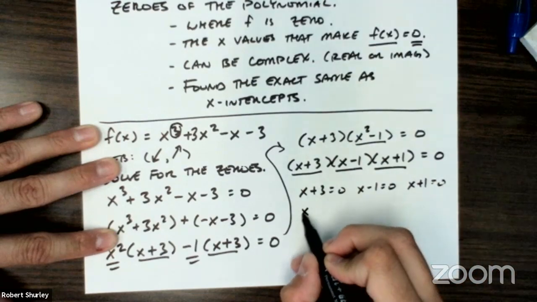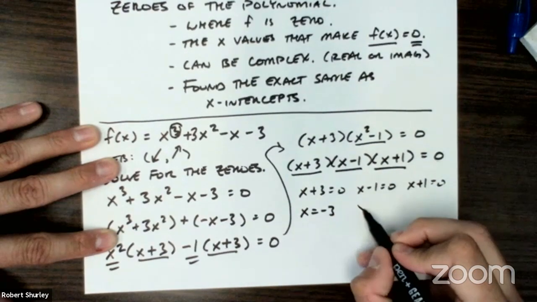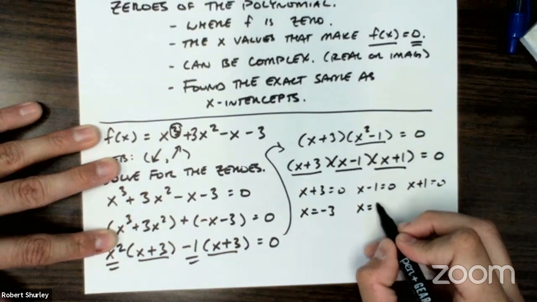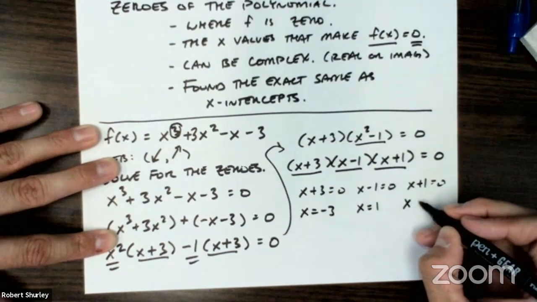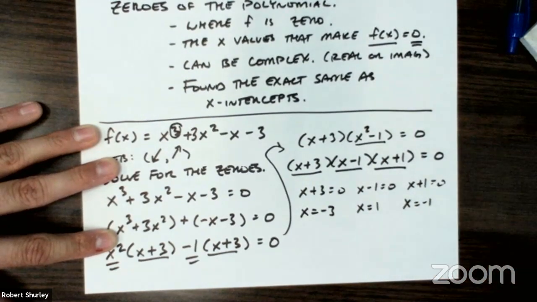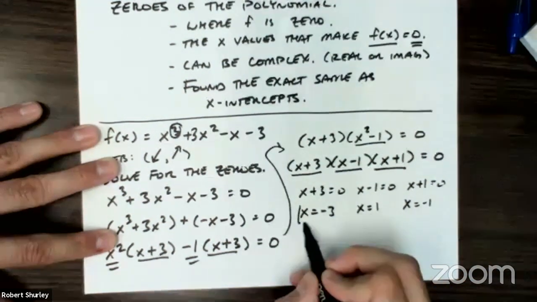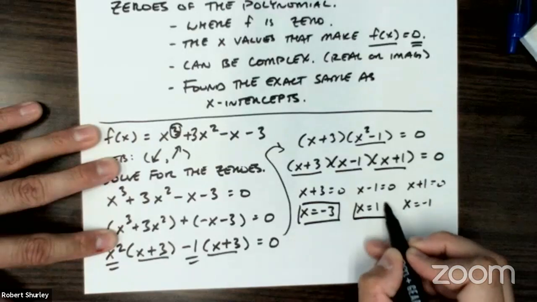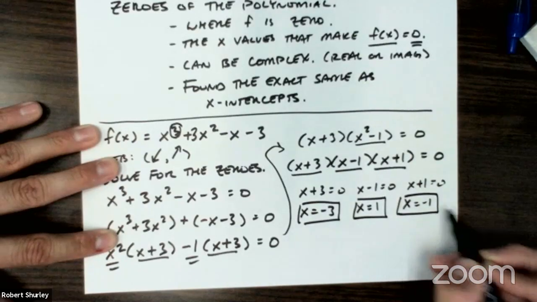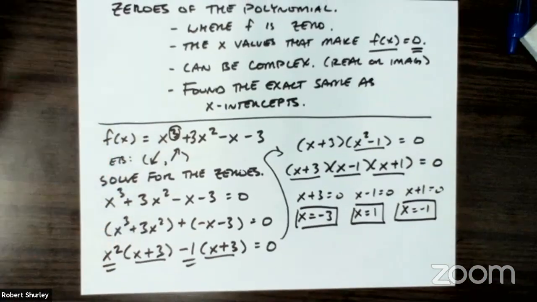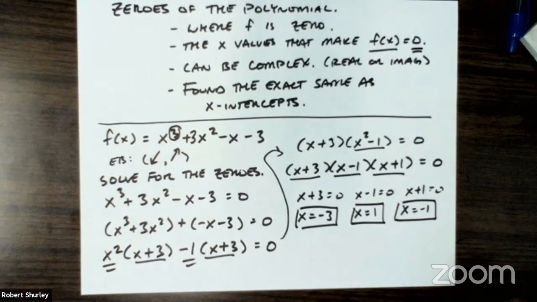So x plus 3 equals 0, x equals negative 3. x minus 1 equals 0, x equals 1. x plus 1 equals 0, x equals negative 1. You subtract the 3, add the 1, add the 1. Here are our 3 zeros. We found them. Yay, the crowd goes wild.